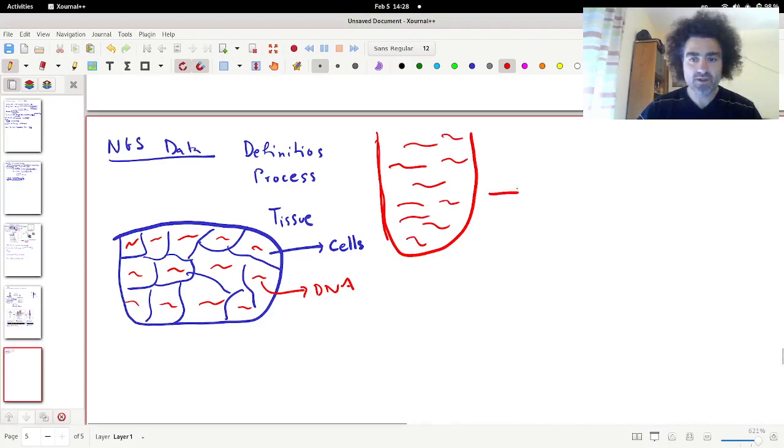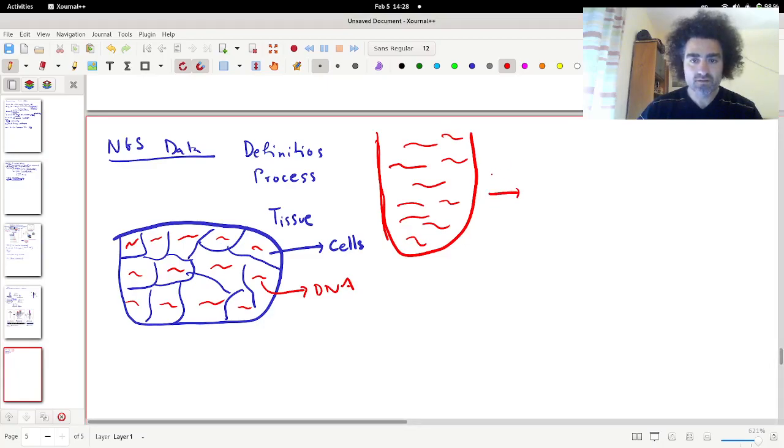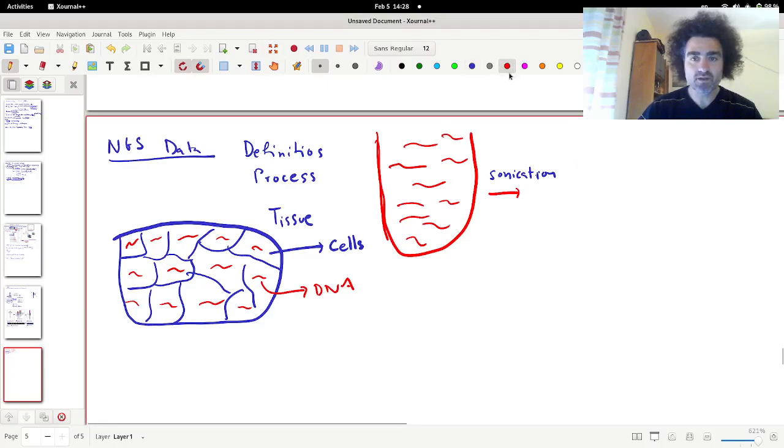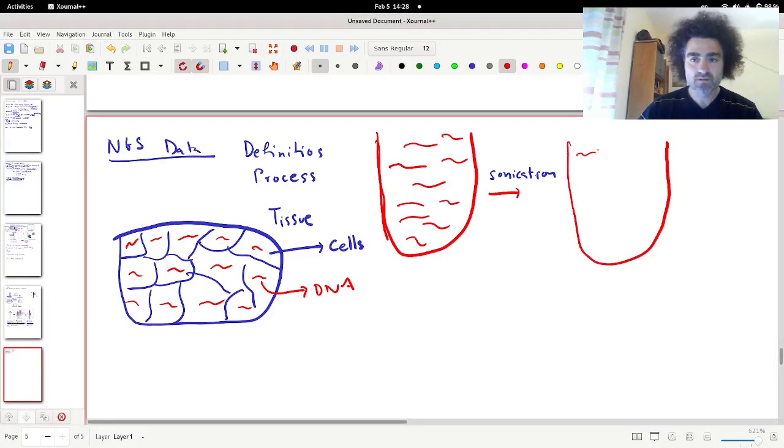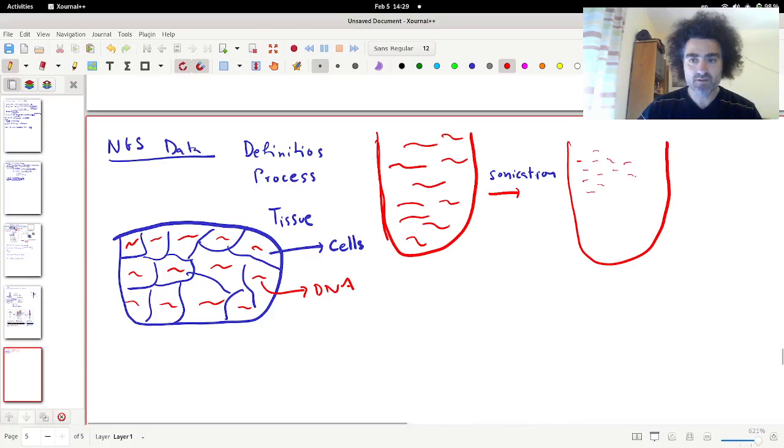And then you sonicate it. Sonication. So with sonication, what will happen is that this piece of DNA will just become very, very small fragments. Okay, let's draw it better maybe. Just break everything in small fragments. So all these molecules broke in pieces like that.